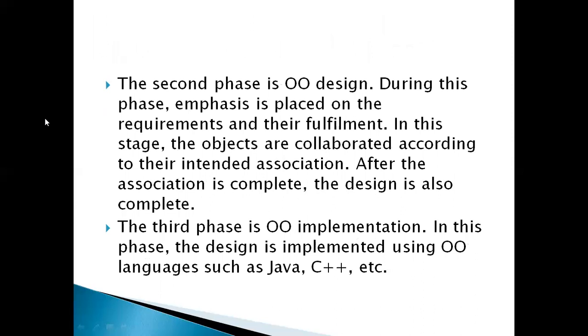The second phase is OO design. During this phase, emphasis is placed on the requirements and their fulfillments. In this phase, objects are collaborated according to the intended association. After the association is complete, the design is also complete. The third phase is implementation. In this phase, the design is implemented using object-oriented languages such as Java, C++, etc.